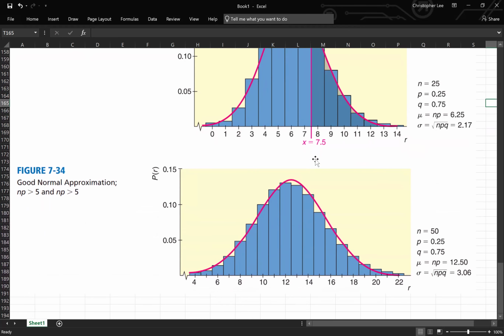So this would be a good approximation for the normal distribution to approximate the binomial distribution. And in this scenario right here, with n being 50 and our probability of success being 0.25 and our probability of failure being 0.75, we know that n times p is greater than 5 and n times q is greater than 5, right? That's the condition that has to be met for us to use this scenario. Okay.